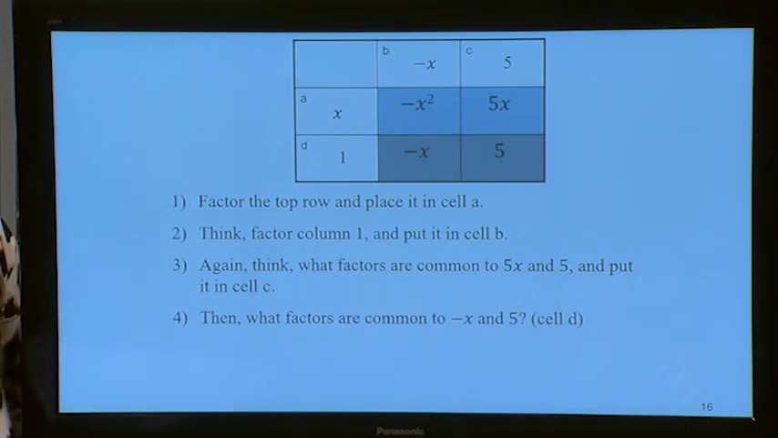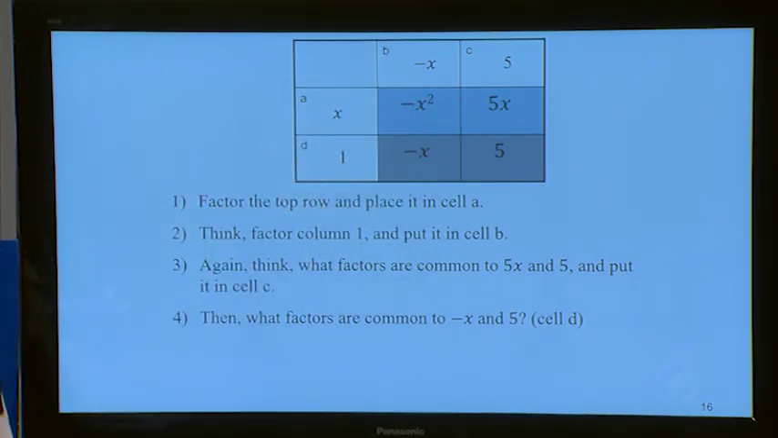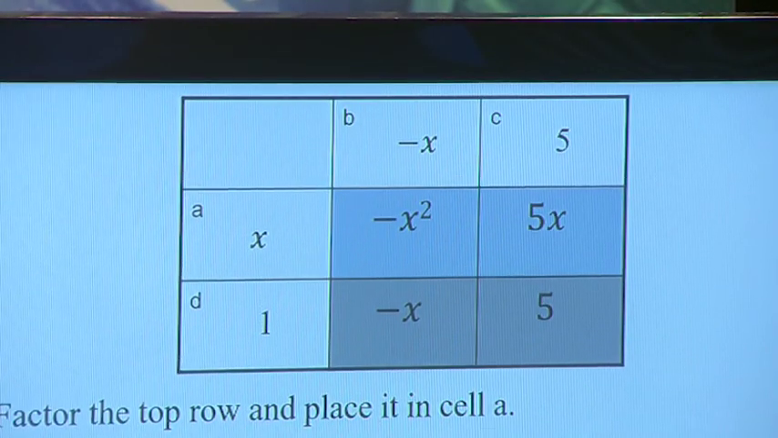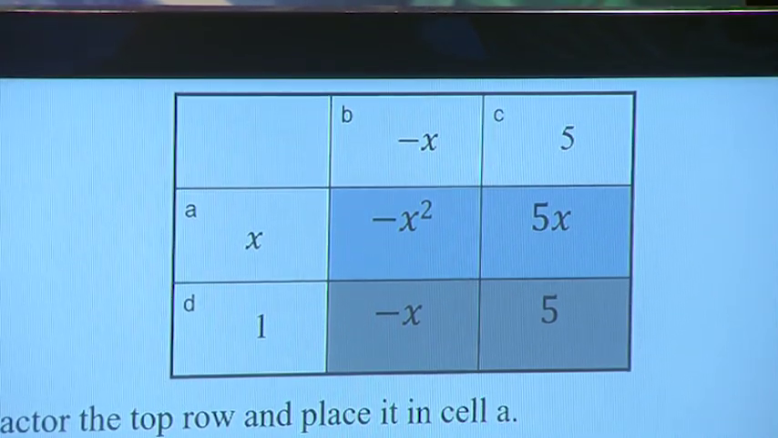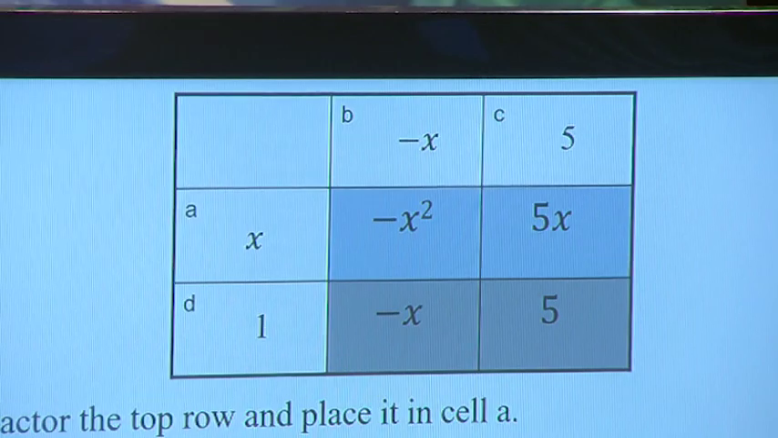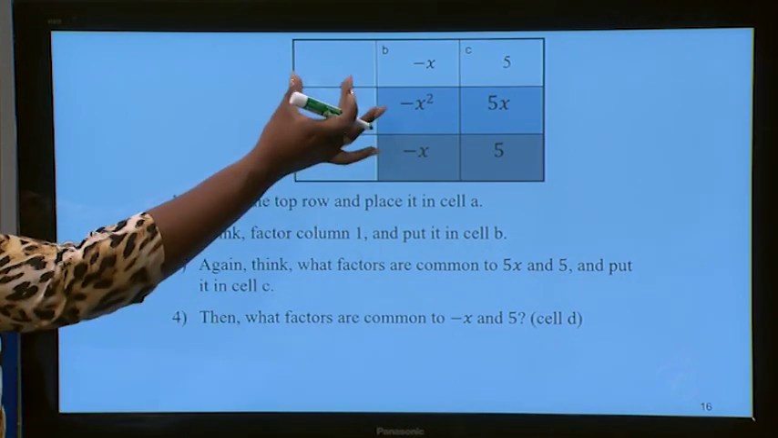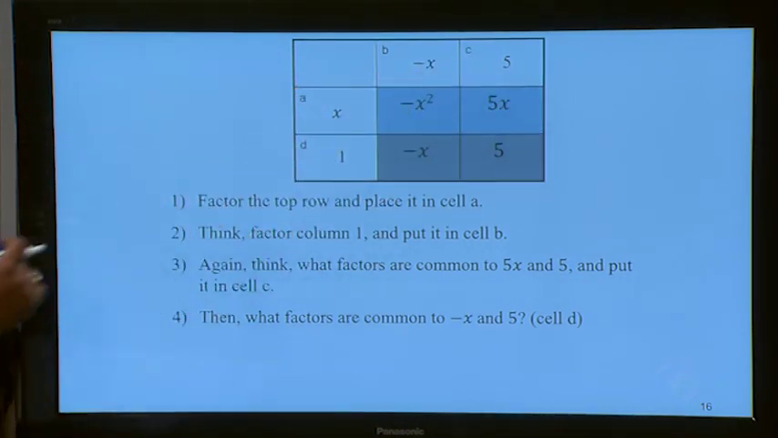So it would be 1. Let's just look, so I was right. Let's look at column 1: negative x squared and negative x. What do we have in common? Negative x. And column C, 5x and 5. What do we have in common? 5. That one is easy. So the length of each side of our square would give us the factors of our quadratic.